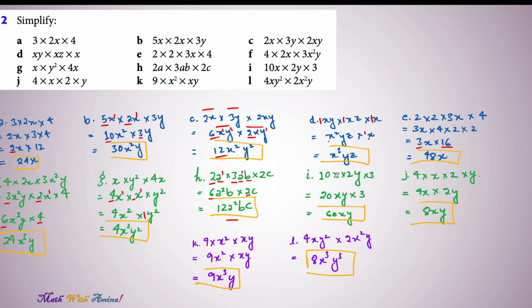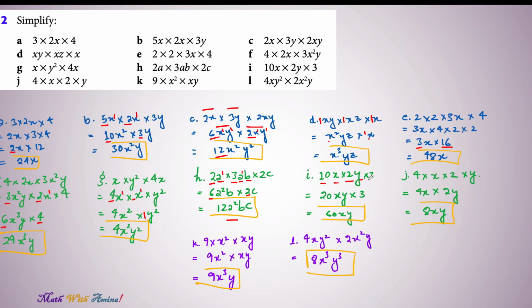Then we have 10x multiplied by 2y multiplied by 3. So 10x multiplied by 2y, so 10 gets multiplied with 2 because the 10 and 2 are the coefficients of the variable. We get 20. X gets multiplied with y, so we write them as it is because they are different variables. So we will get 20xy. We write them as it is next to each other when they're multiplied.